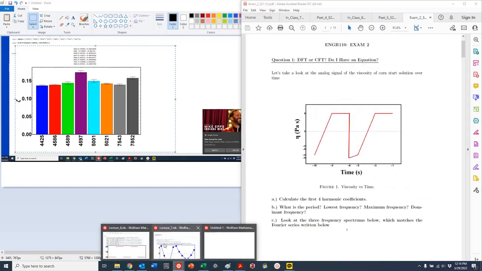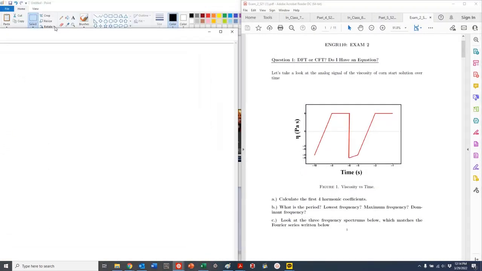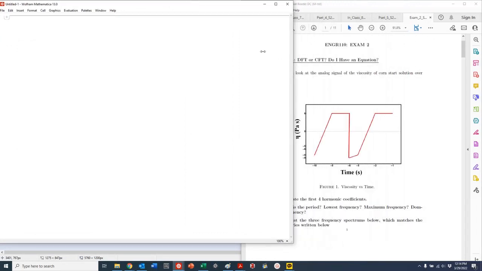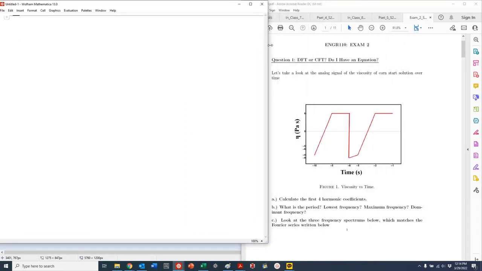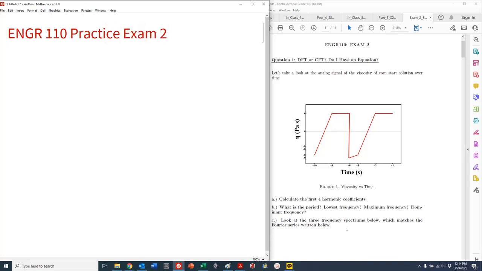So looks like we have a continuous Fourier transform problem, which is just fine with us. We can do that. Let's set up our Mathematica notebook here, so we can look at it in its full glory. We're zoomed in. Fantastic. So let's go ahead and name our notebook ENGR 110 practice exam 2. And we can go ahead and get started with these problems.